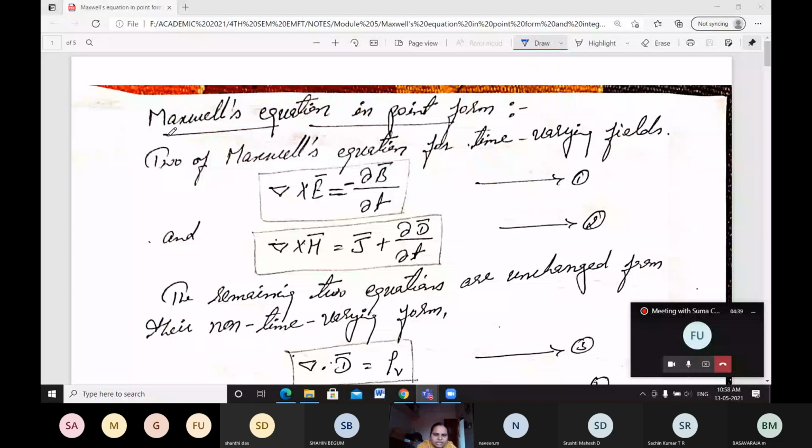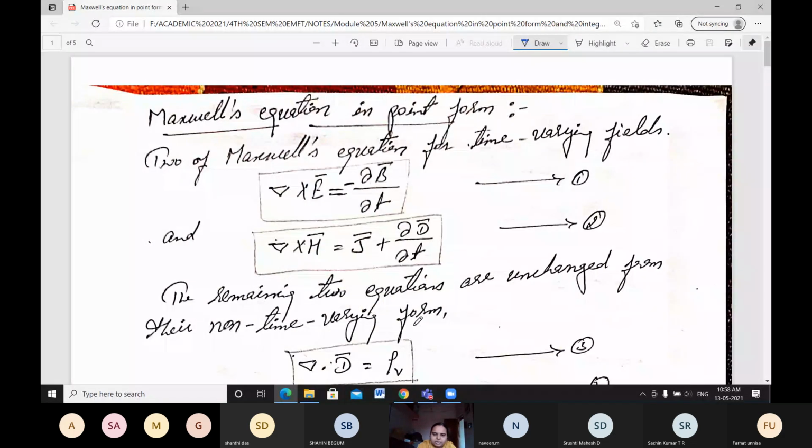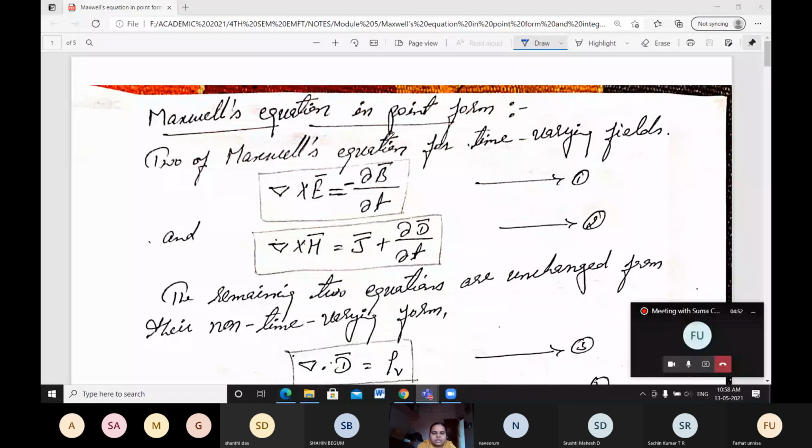Okay, the next topic is Maxwell's equations in point form and also in integral form. All the equations we learned previously, and we already came to know some of them, are represented and given by Maxwell. The same equations we will be learning.